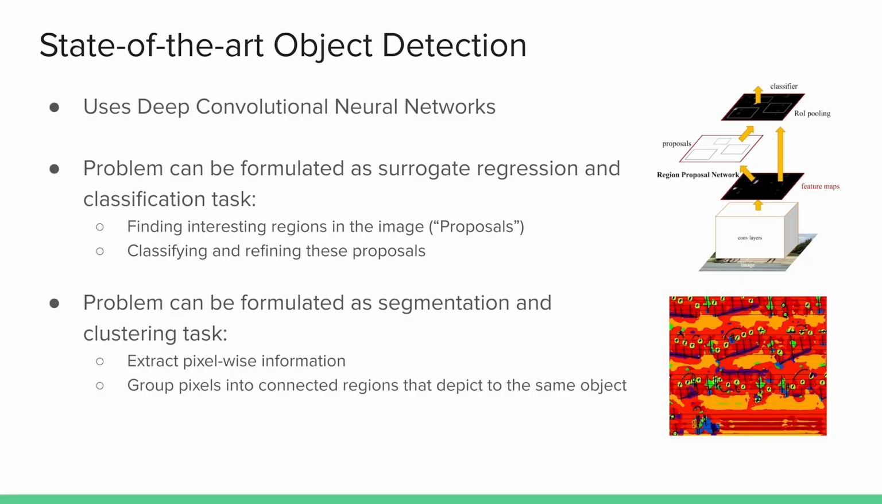When you think back about how we did object detection a few lectures ago, I told you that state-of-the-art models for object detection use the following. So basically, all of those models that claim to be state-of-the-art for object detection employ some form of deep convolutional neural networks. And we can formulate the problem of object detection in basically two ways. One way would be that we formulate this as a surrogate regression and classification task. What that means is we divide our task into two subtasks.